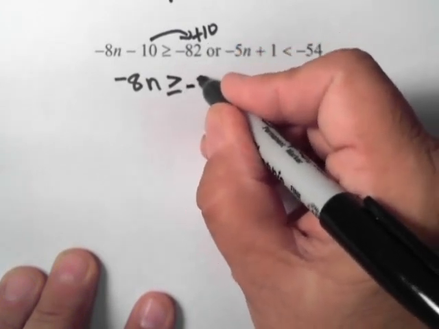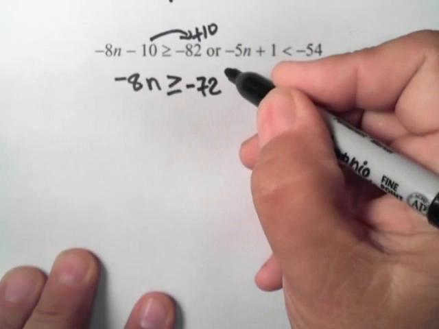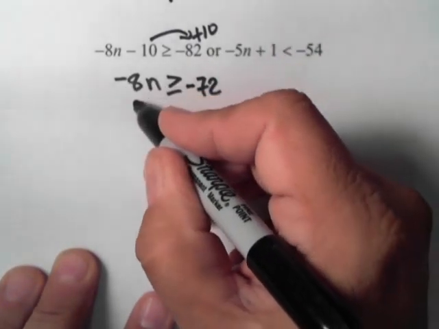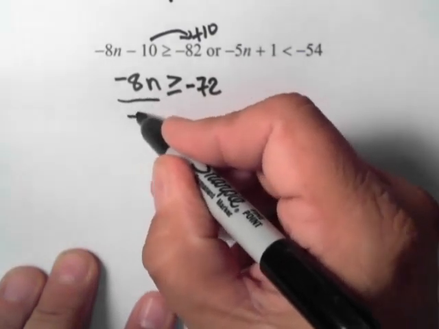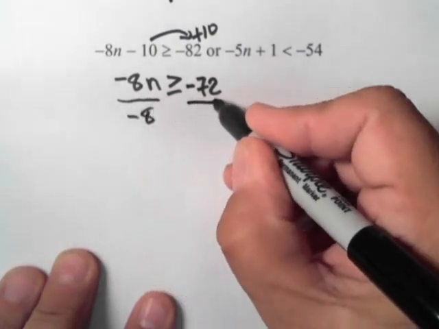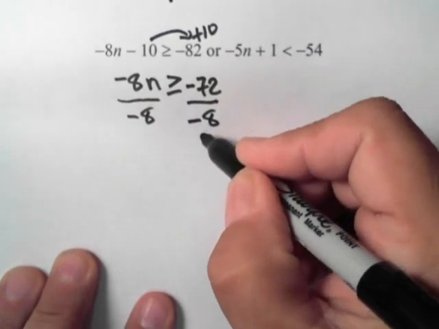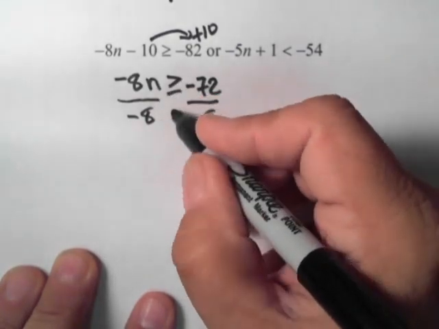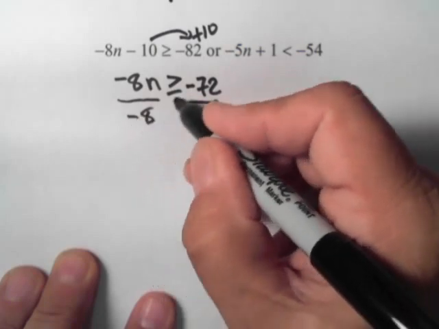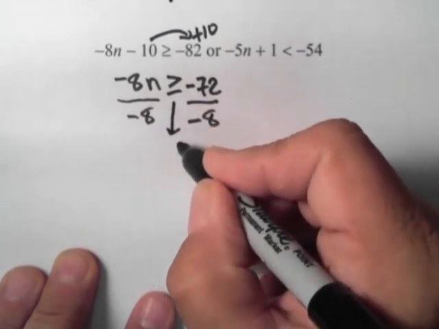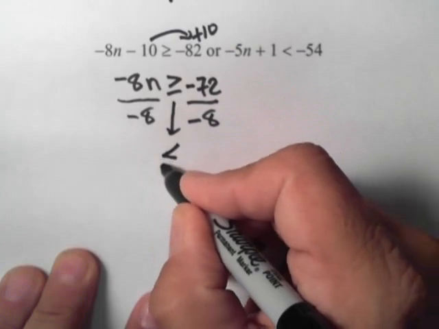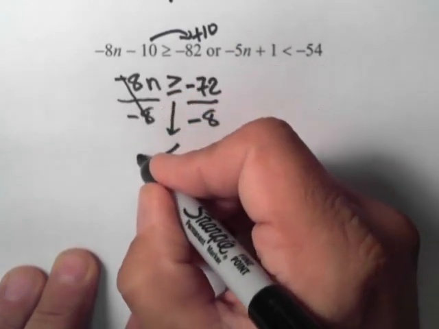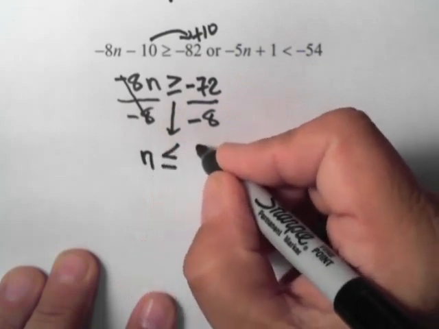Well, I got to get the n all by itself, so that means I got to divide by negative 8. So here we go, divide both sides by negative 8. Now once again, remember, if you multiply or divide an inequality by a negative value, and we're dividing by something negative, you got to flip the inequality. So here it is. The negative 8's cancel out, so I have n less than or equal to.